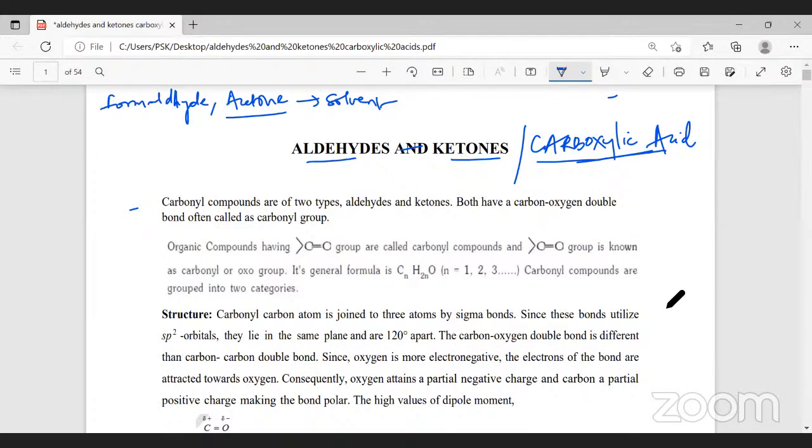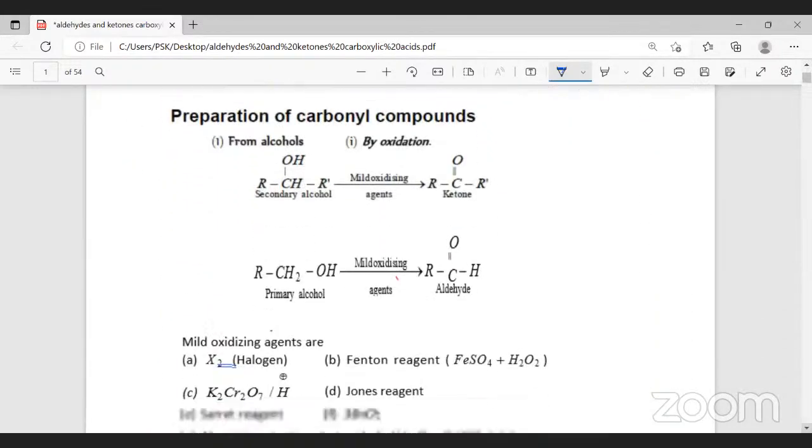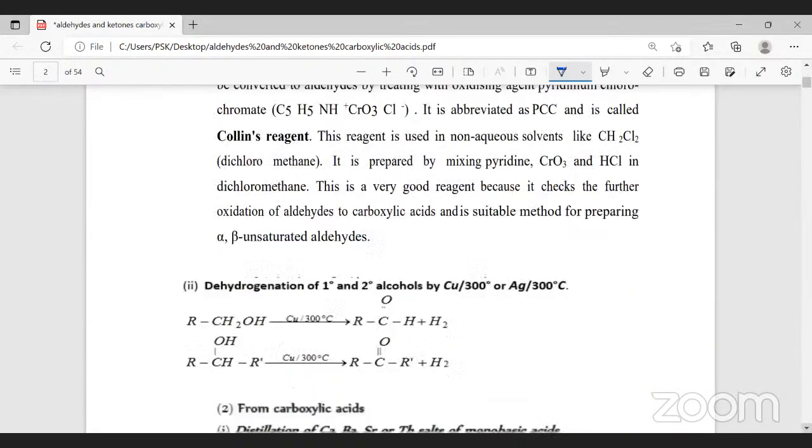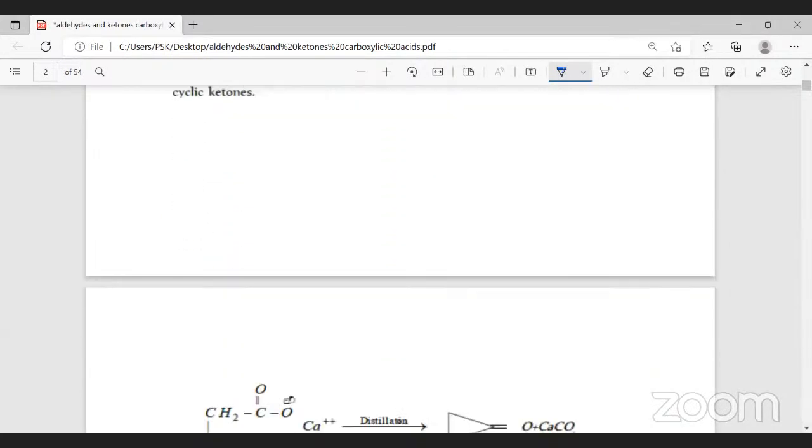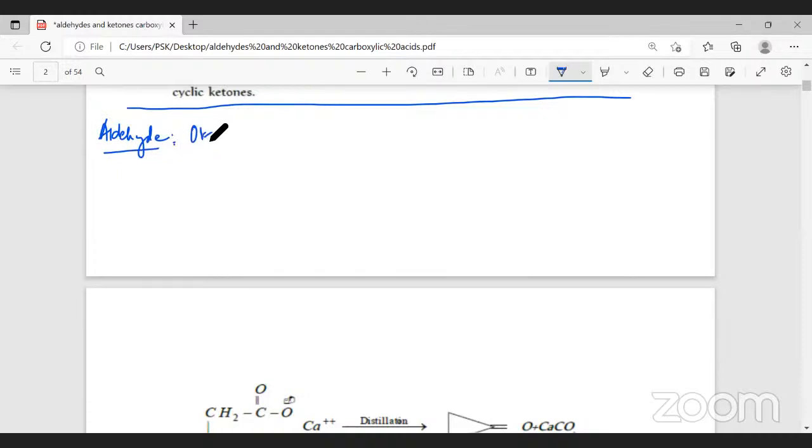Now, coming to the general introduction to aldehydes, we will learn the preparation of aldehydes and ketones a little later. Now, we will try to understand the naming and the general representation of ketones and aldehydes. Then we will go for ketones, and then we will learn the preparation. Now, aldehydes are organic compounds, how do you define an aldehyde? Aldehydes are defined as organic compounds having CHO as a functional group.